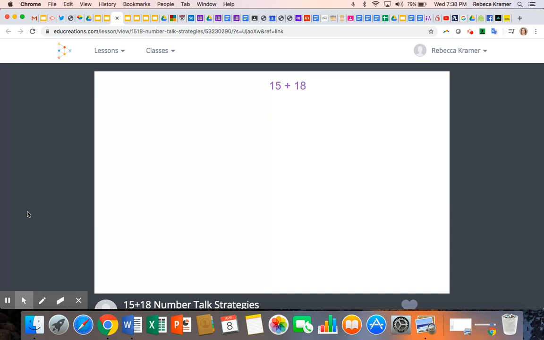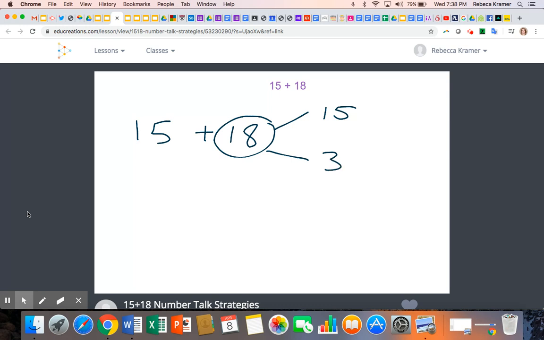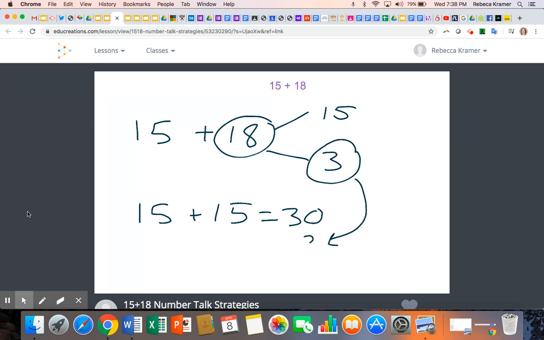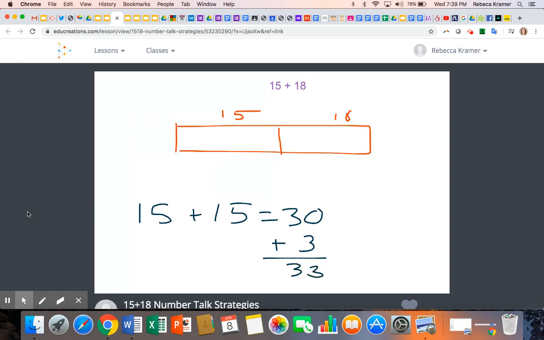Another way I could have done this is I could have decomposed just the 18. I know that 18 is made up of 15 plus 3, and I know the fact 15 plus 15 equals 30, which means I just have to add 3 more to get my final answer of 33. If I were to represent this in a bar model, I would show that I'm breaking up the 18 into a 15 and a 3. And I would show that I know that 15 and 15 is 30, and I would just add the 3 more.